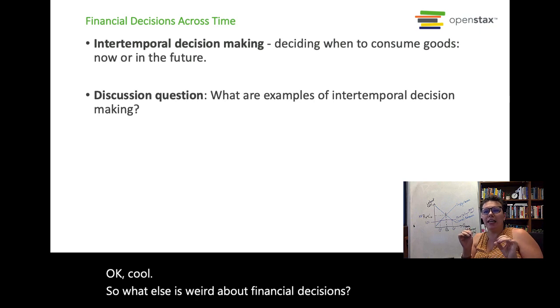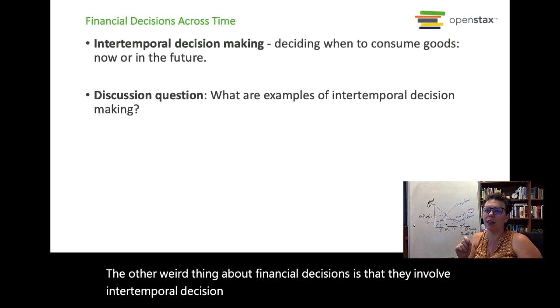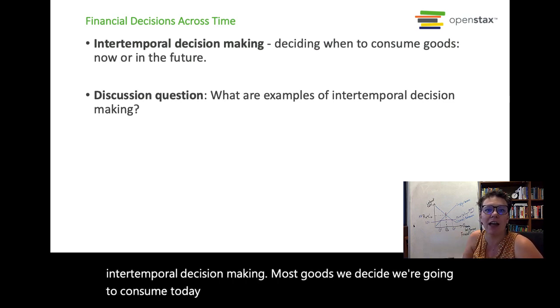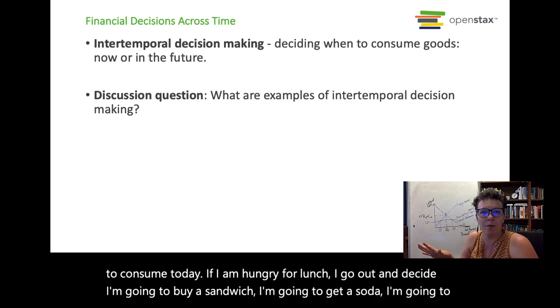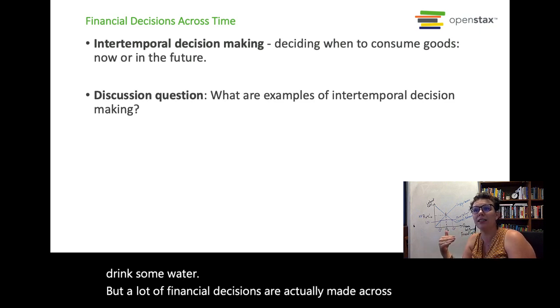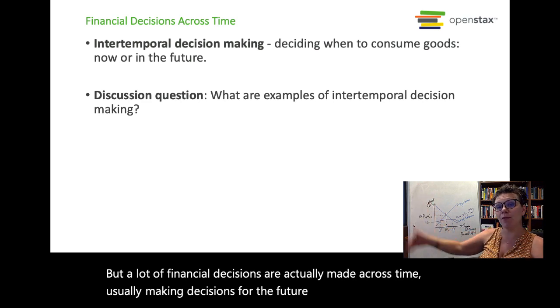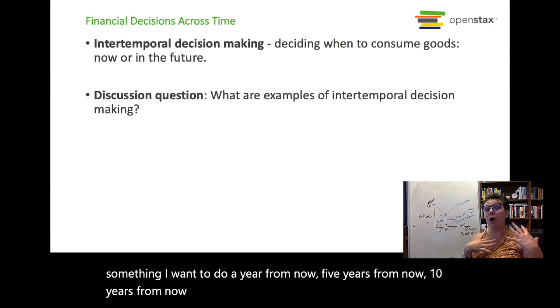So what else is weird about financial decisions? The other weird thing about financial decisions is that they involve intertemporal decision making. Most goods we decide we're going to consume today. If I am hungry for lunch, I go out and decide I'm going to buy a sandwich. I'm going to get a soda. I'm going to drink some water. But a lot of financial decisions are actually made across time, usually making decisions for the future. I'm saving up for something I want to do a year from now, 5 years from now, 10 years from now. I'm borrowing money against future earnings.